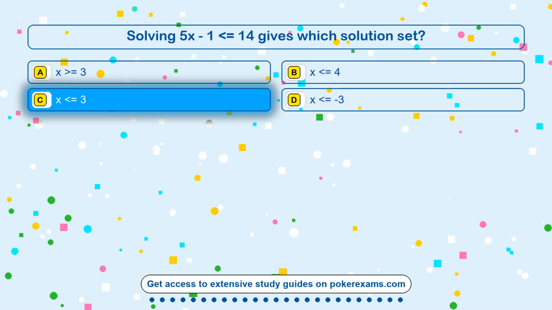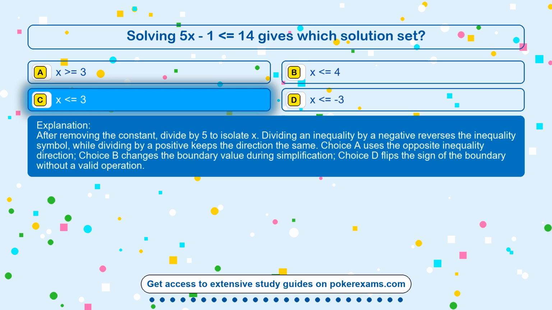The correct answer is option C, x equals 3. After removing the constant, divide by 5 to isolate x. Dividing an inequality by a negative reverses the inequality symbol, while dividing by a positive keeps the direction the same. Choice A uses the opposite inequality direction, choice B changes the boundary value during simplification, choice D flips the sign of the boundary without a valid operation.